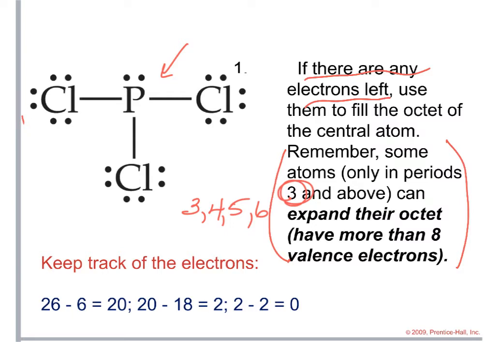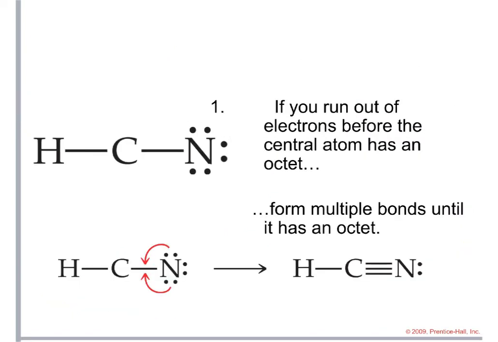And the theory behind that is that they have d block orbitals that are close enough in energy to accept some extra valence electrons. So we'll do a couple of examples of those.